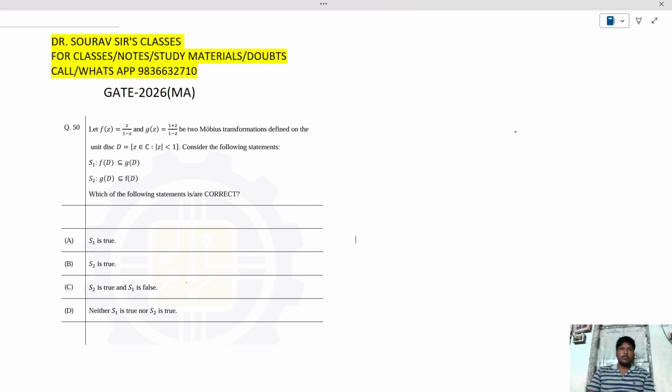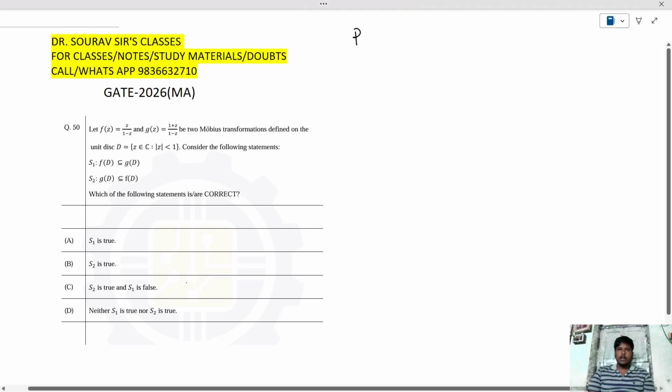This is a question from complex analysis. Two Mobius transformations are given. What are the Mobius transformations? f(z) equals z by 1 minus z, and g(z) is 1 plus z by 1 minus z. Also, a disk D is given such that mod of z is less than 1.